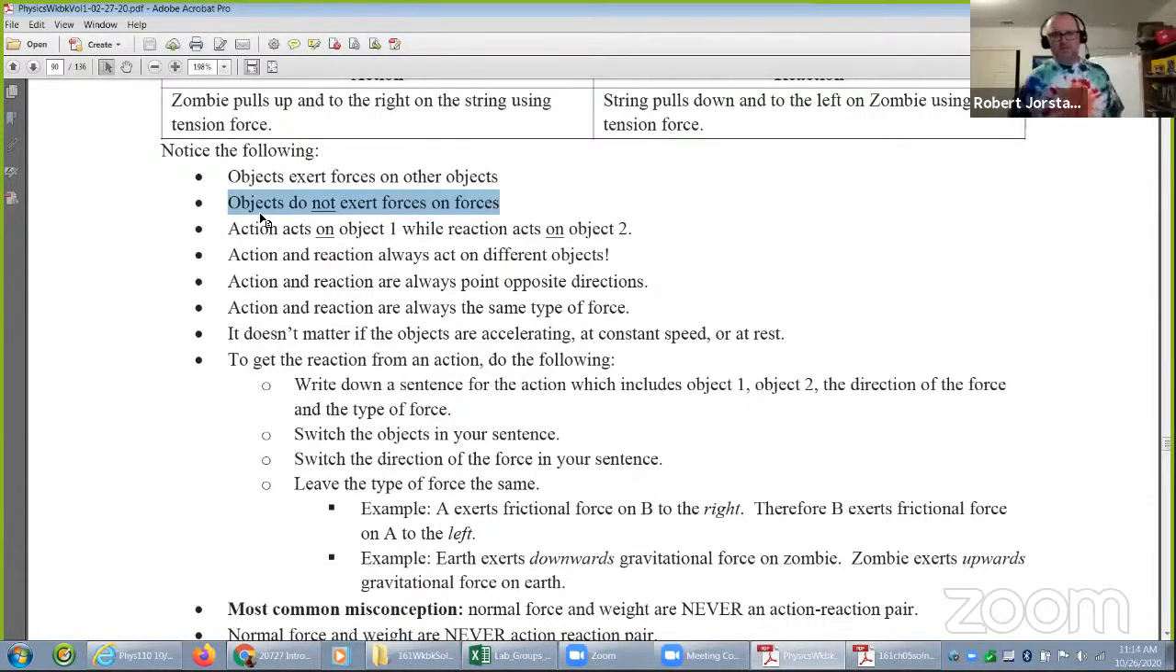Okay. So in your action-reaction pairs, you'll notice this pattern. The action of an action-reaction pair is always acting on object 1, while the reaction is always on the other object. They always act on different objects. They always point in different directions, same type of force. And this is true whether they're accelerating, at constant speed, or at rest.